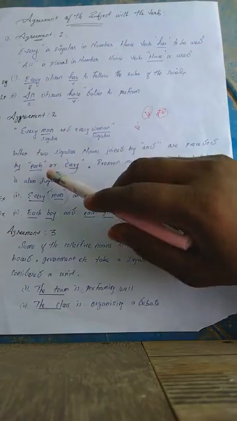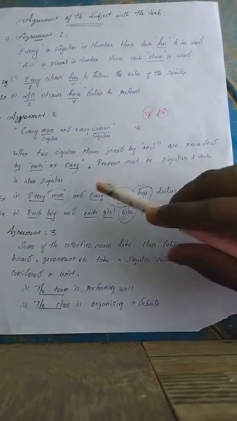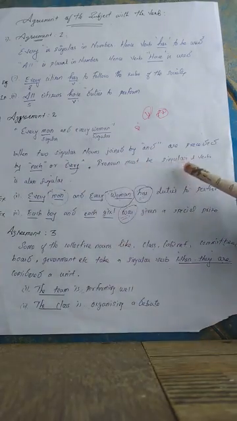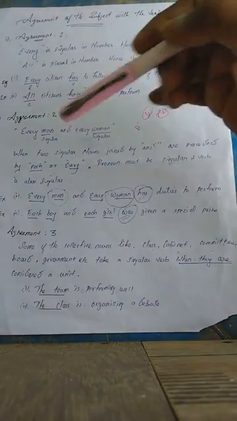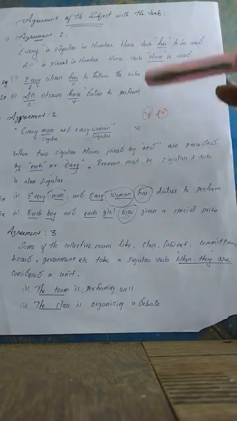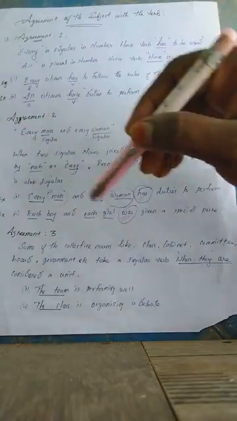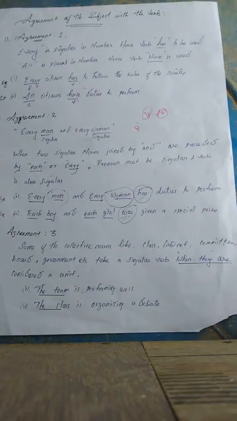Every, right? When two singular nouns are joined by and or preceded by each or every, the pronoun must be singular and the verb is also singular. Right, my dears? When two singular nouns are joined by and, let me move on to the example. See, two singular nouns.